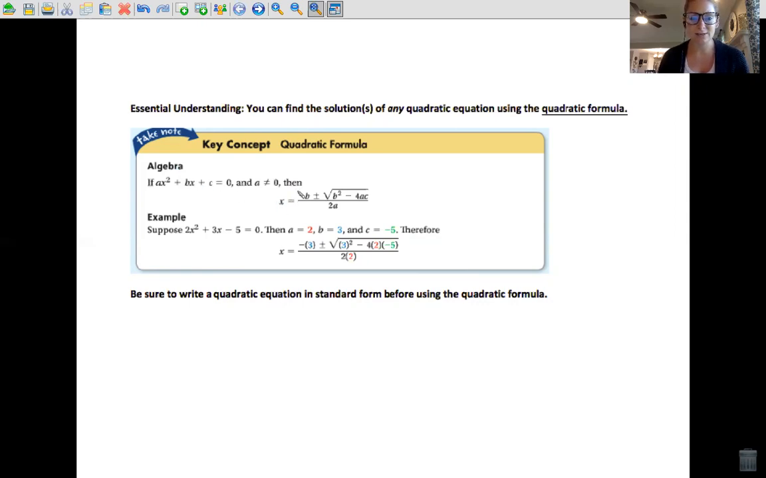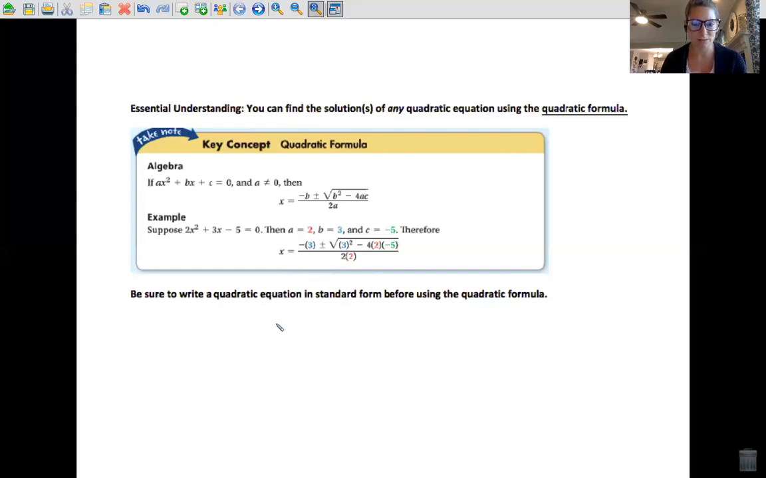So it says x equals the opposite of b plus or minus the square root of b squared minus 4ac, all over 2a. Here they've pulled out my a value, b value, c value. So a is 2, b is 3, c is -5. Then they took x equals the opposite of b, so -3, plus or minus the square root of 3 squared, minus 4 times a times c, all over 2a. So first you plug it in, and then you simplify it step by step.